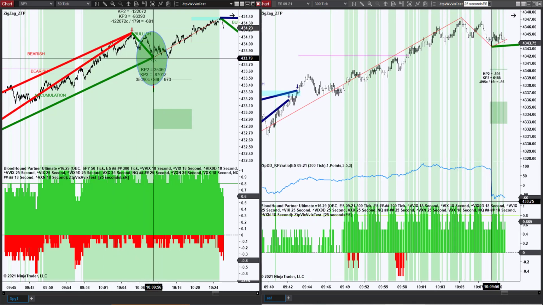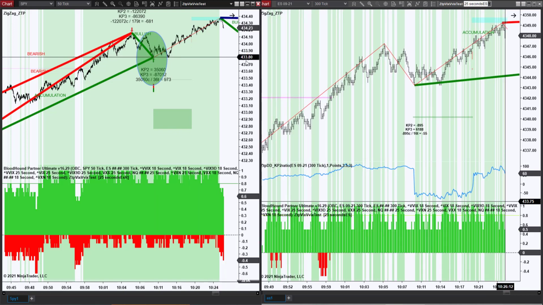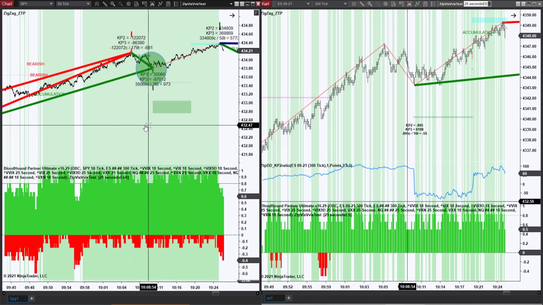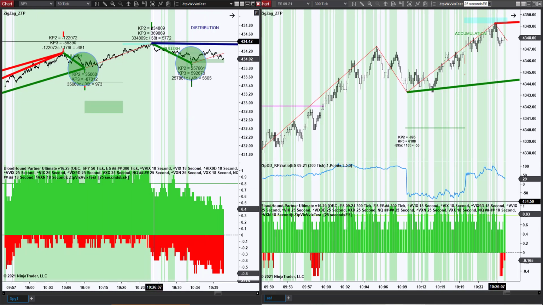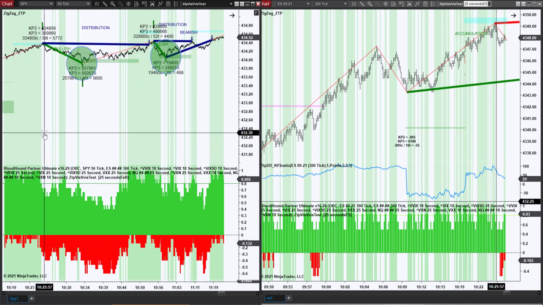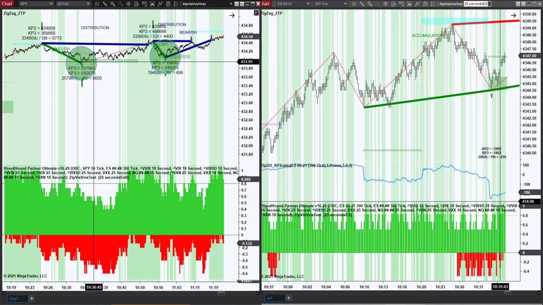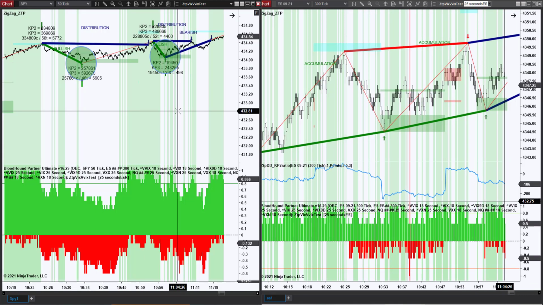Again, we had this pattern where we have both special divergence and accumulation. That trade was good for almost 6 points. We had another special divergence long trade, good for 5.